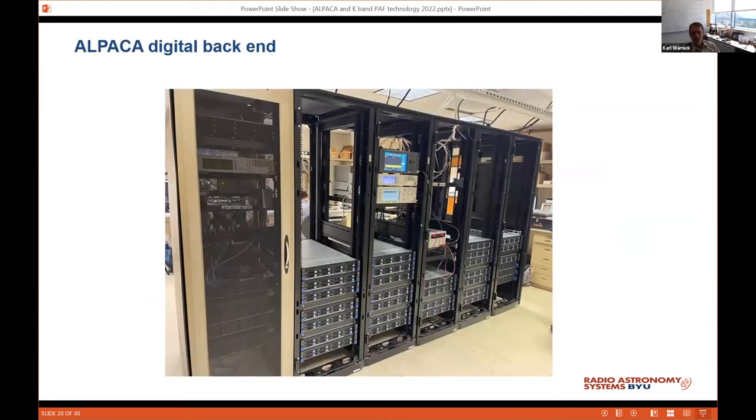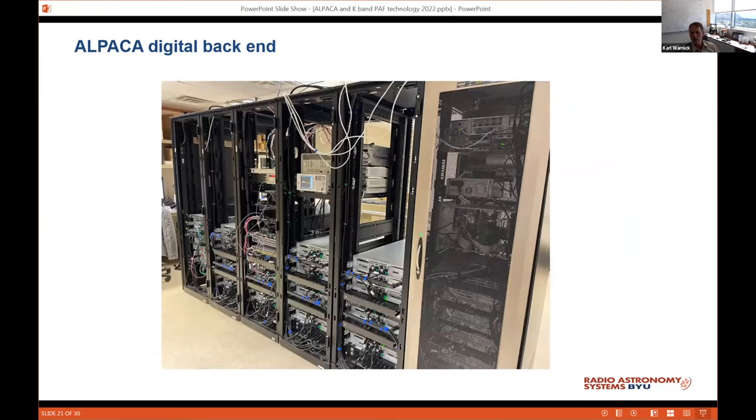Here's a look at the actual digital back end. There's one side of HPCs with GPUs. The RF SoC boards are also in the racks. Here's the other side with all the plumbing and the 100 GB optical Ethernet links that connect everything.